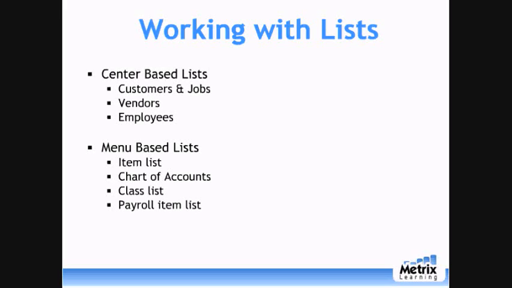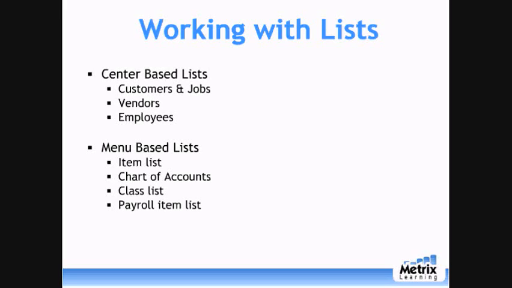Center-based lists include customers and jobs, which are customers and the jobs performed for them, vendors, which includes the companies and individuals from whom you purchase goods or services, and 1099 recipients, and employees, those who are on payroll. They can be opened from the appropriate QuickBooks Center. There is also an Other Names list, which is accessible from the Lists menu. This stores the names of companies and individuals that do not appear on the other three lists. It is important that you know these lists and what accounts they relate to.